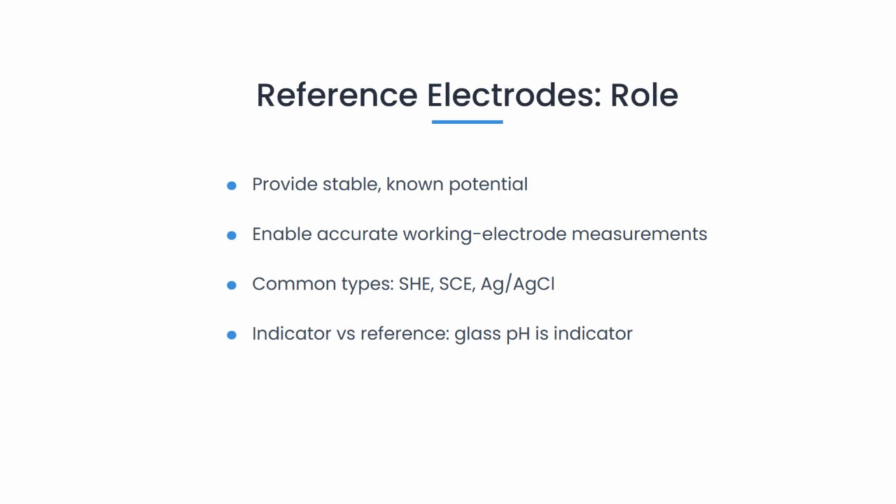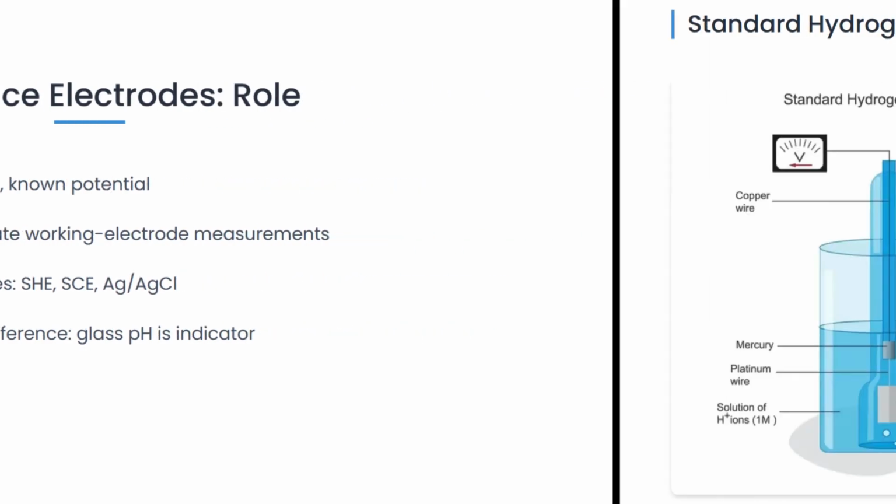Common types you'll encounter are the Standard Hydrogen Electrode, or SHE, the Saturated Calomel Electrode, or SCE, and the silver-silver chloride electrode. It's helpful to remember that an indicator electrode, like a glass pH electrode, responds to the analyte, while a reference electrode provides a stable baseline.